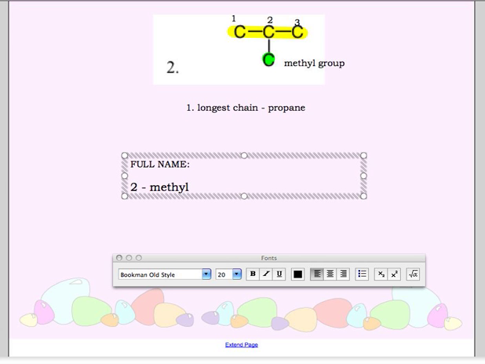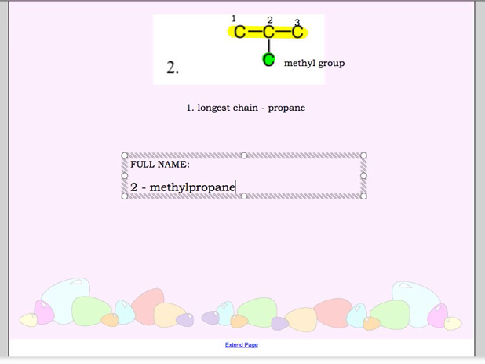And then we want to put it together with the longest chain's name. So we just put this as one word. So our full name for this guy is 2-methyl-propane. Propane is our longest chain. The 2-methyl is hanging off.